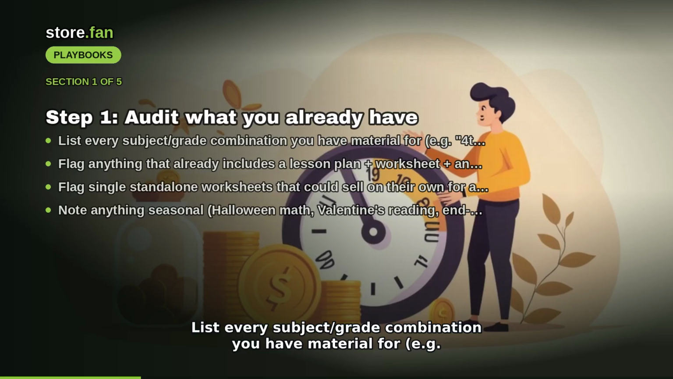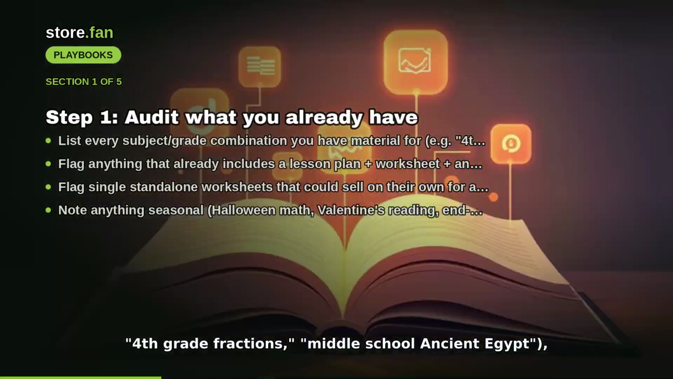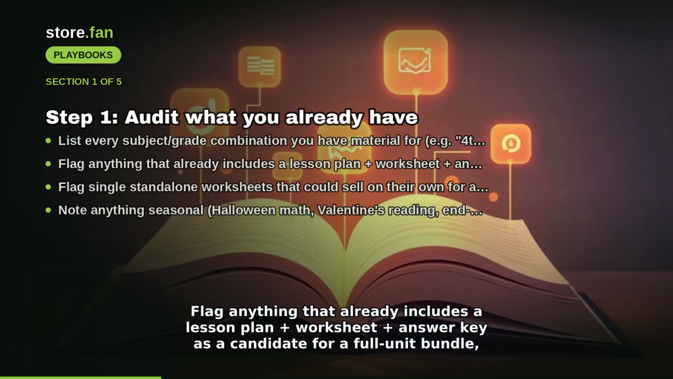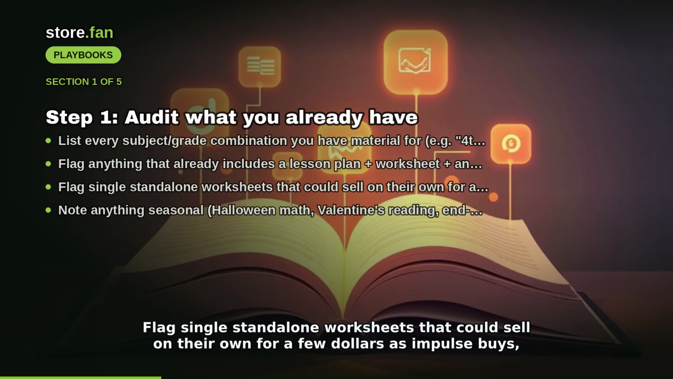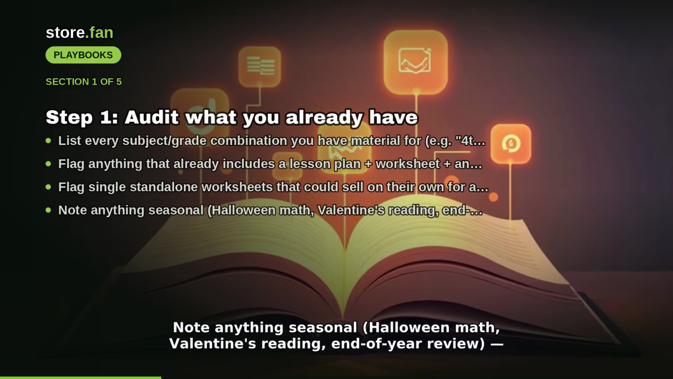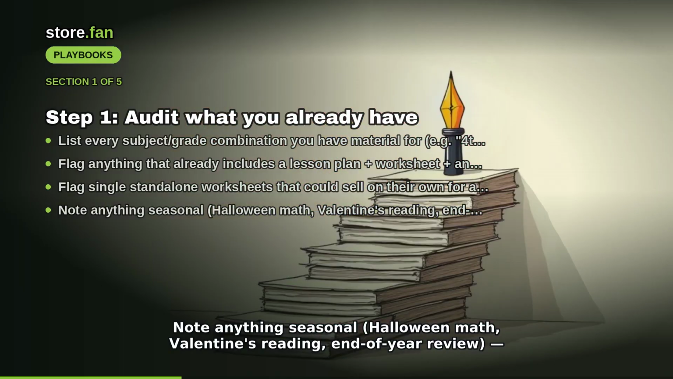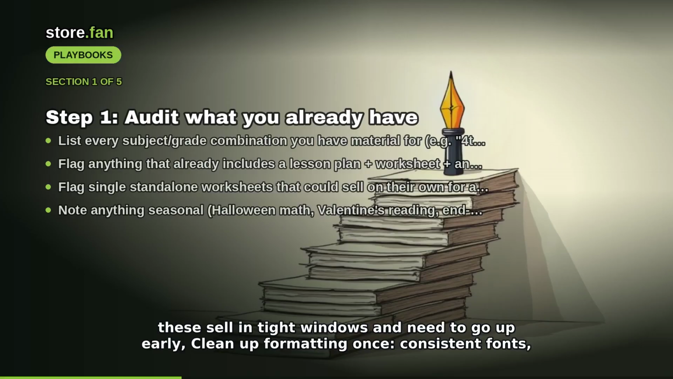List every subject and grade combination you have material for, e.g. 4th grade fractions, middle school ancient Egypt. Flag anything that already includes a lesson plan plus worksheet plus answer key as a candidate for a full unit bundle. Flag single standalone worksheets that could sell on their own for a few dollars as impulse buys. Note anything seasonal: Halloween math, Valentine's reading, end-of-year review. These sell in tight windows and need to go up early.